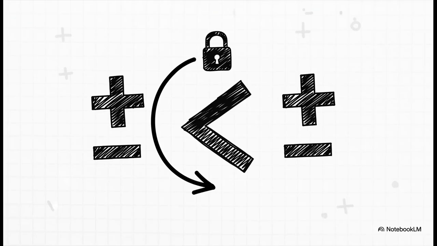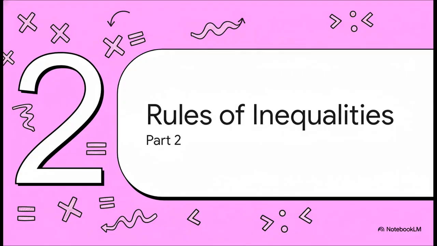And that right there brings us to our very first rule. It's super straightforward. If you add or subtract the same exact number from both sides of an inequality, the sign doesn't change. It just stays the way it was. Easy peasy. Okay, awesome. You've got the first rule down. Now let's move on to part 2 of the rules.